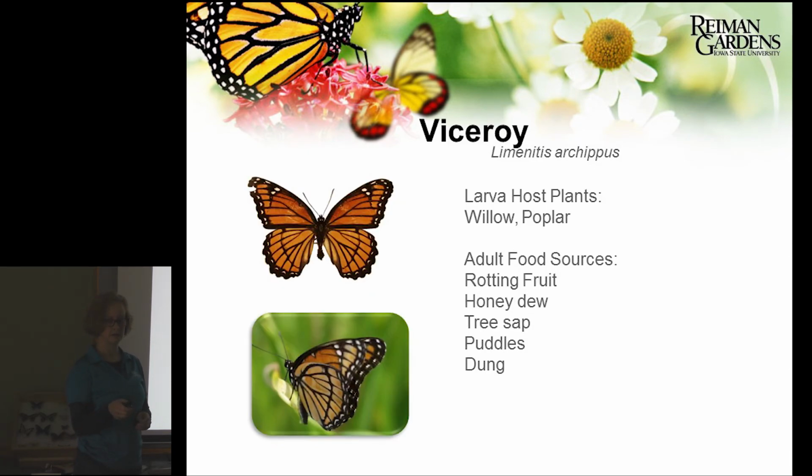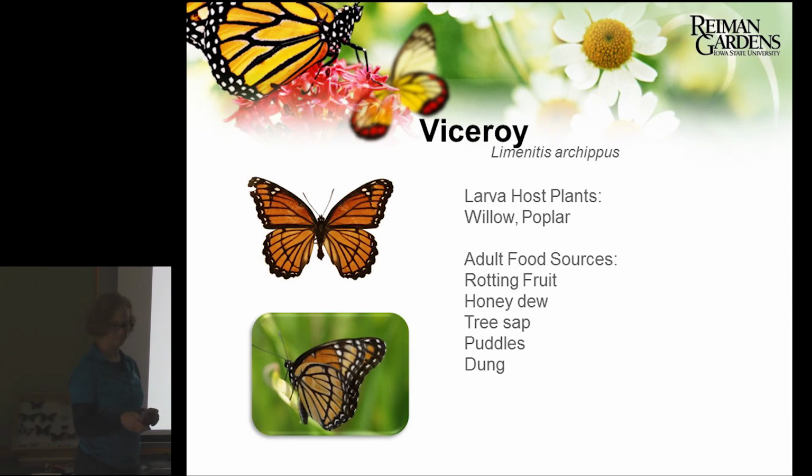Viceroy. Viceroy butterfly is a small to medium-sized butterfly. Looks very similar to the monarch, so orange and black. Their larval host is willow and poplar. They do like rotten fruit, honeydew, tree sap. They do puddle, and you can find them feeding on flowers also.